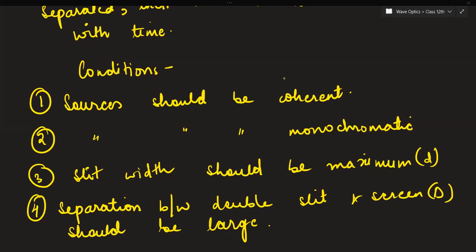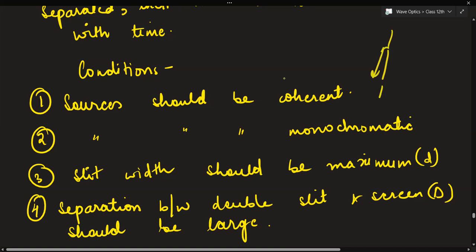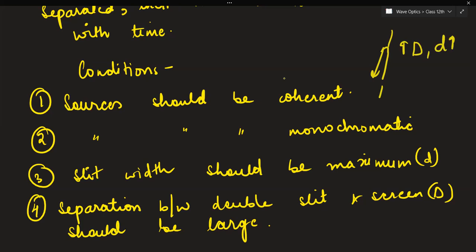This separation between the slits should be greater. Fine, this separation should be greater. And the separation between the double slit and the screen, meaning capital D, also should be large. So both capital D and small d should be large. Then only sustained interference is possible.